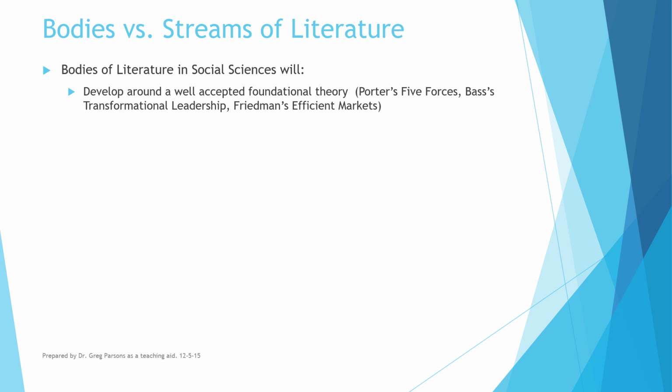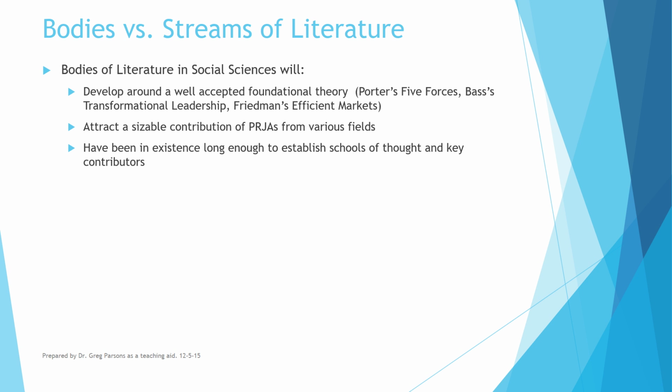theory such as Porter's Five Forces and strategic management, or Bass's transformational leadership in leadership theory, or Friedman's efficient markets theory in economics. So this theory will be developed, and if it's well accepted, people will start to write about it, and it'll begin to collect a lot of peer-reviewed journal articles from different fields published in different journals. This all contributes to what we call a body of literature.